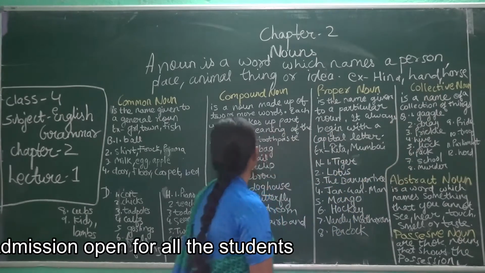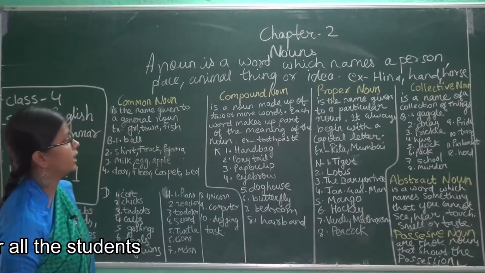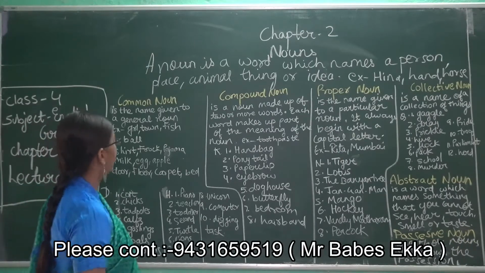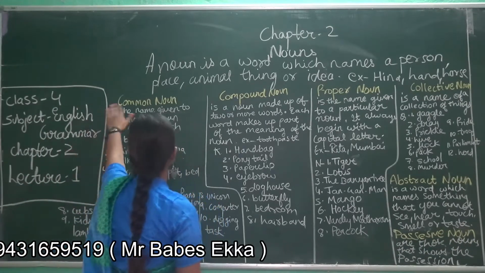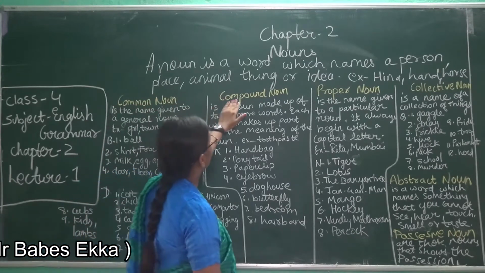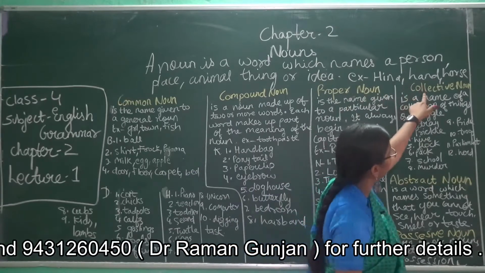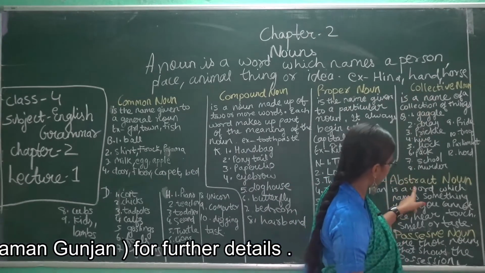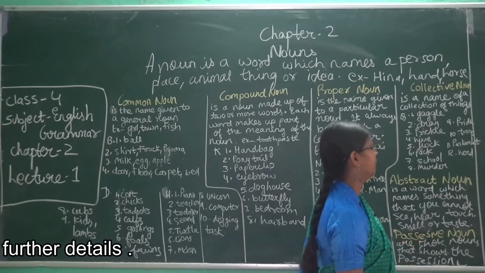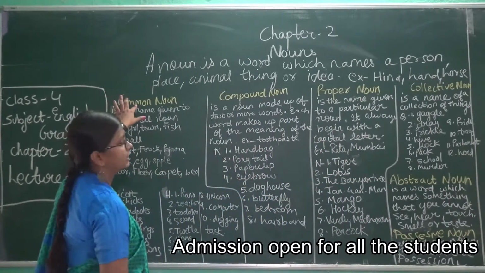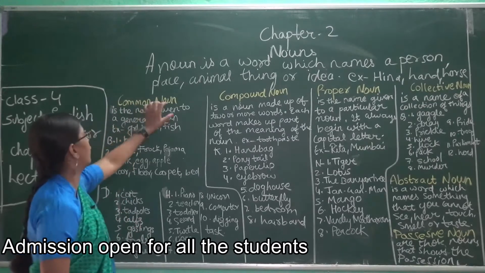In this chapter we are going to learn 6 types of nouns. There are 6 types of nouns: first, common noun, compound noun, proper noun, collective noun, abstract noun and possessive noun. So first we will see what a common noun is.